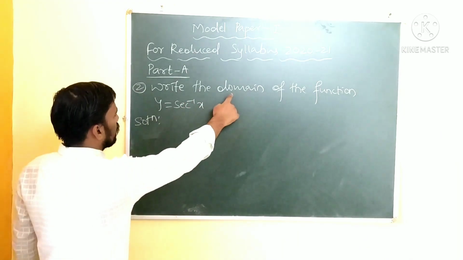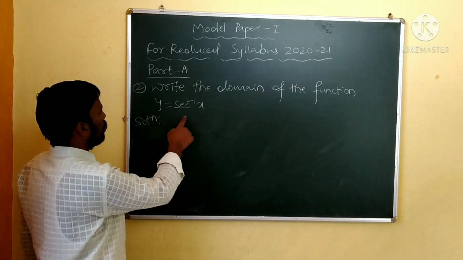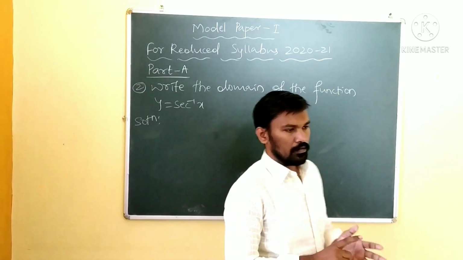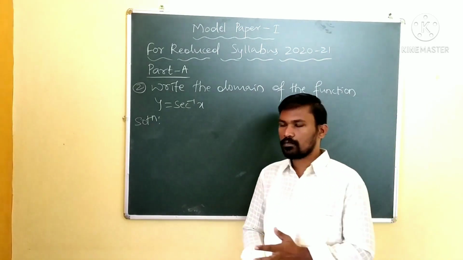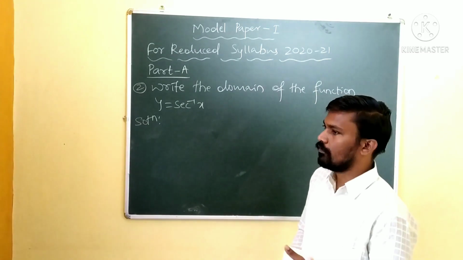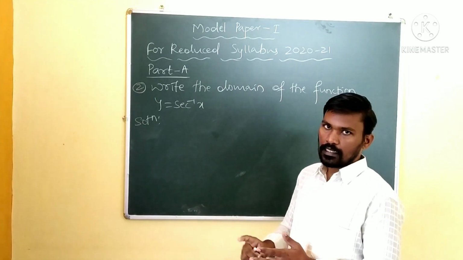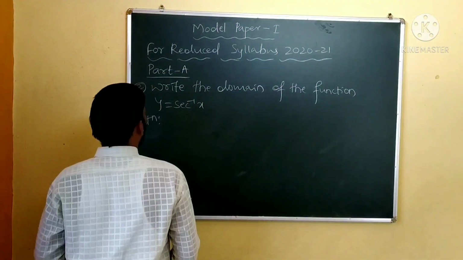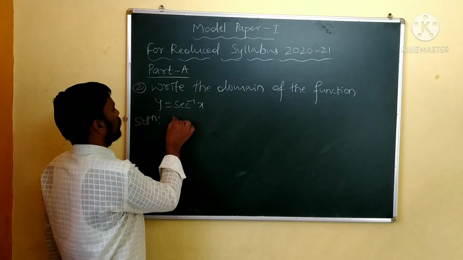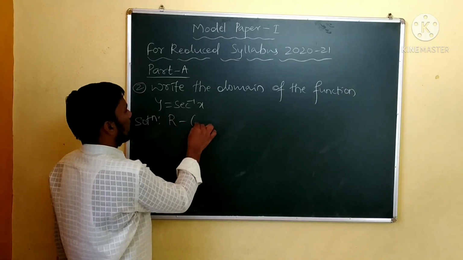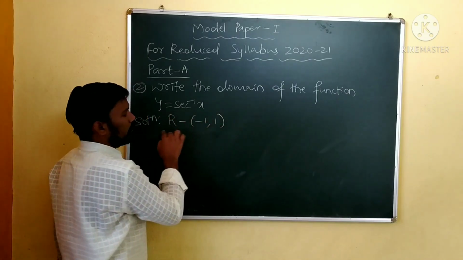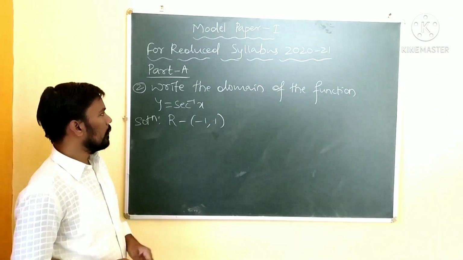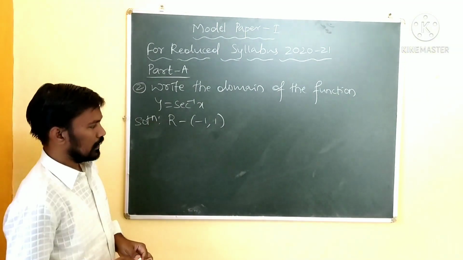The domain is asked, look. Domain of the function y is equal to secant inverse of x. So let me revise. The domain of sin inverse x and cos inverse x is the same, closed interval -1 to +1. And the domain of cosec inverse and sec inverse is the same: the set of all real numbers except the open interval -1 to +1. That is R minus (-1, 1). R means the set of all real numbers except the open interval -1 to +1. This is the domain of the function secant inverse x.